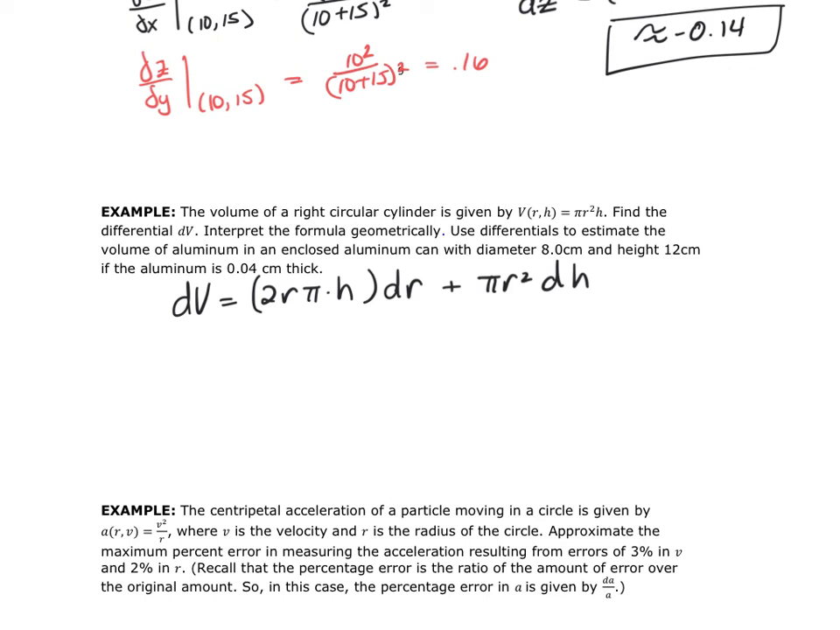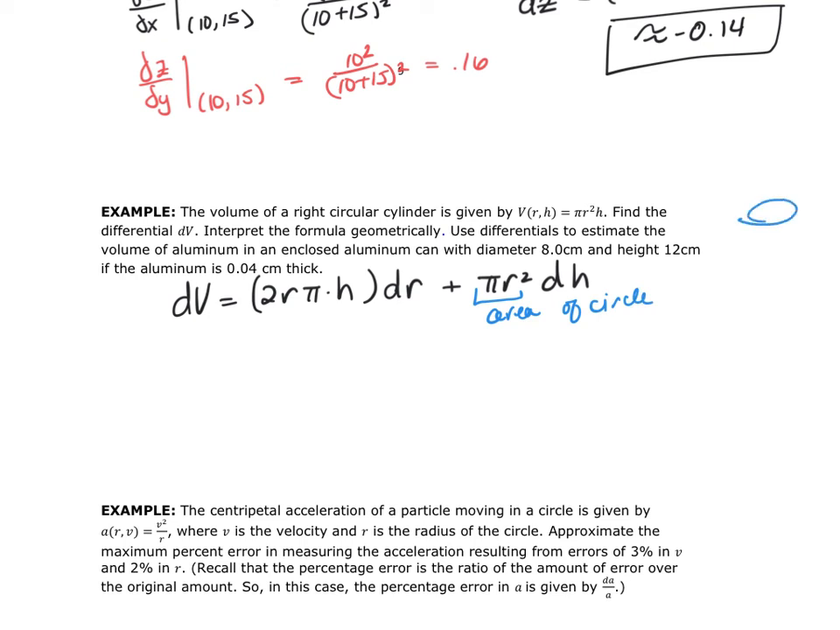Now if I look at this part right here, we're looking at a right circular cylinder, and that's the area of a circle. Can't spell area today. Let's try this again. That's the area of a circle.